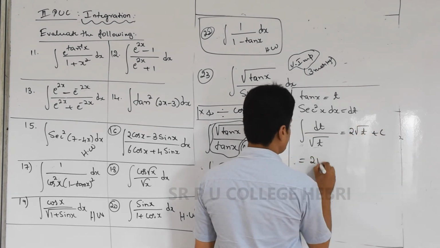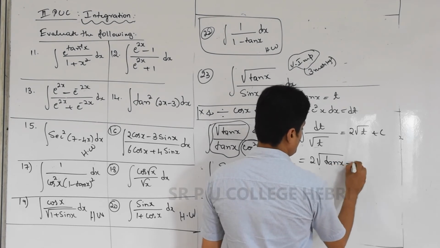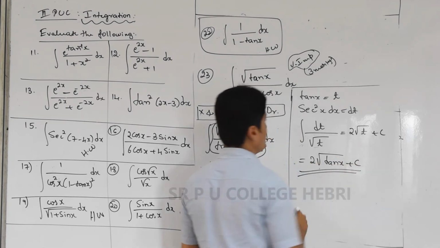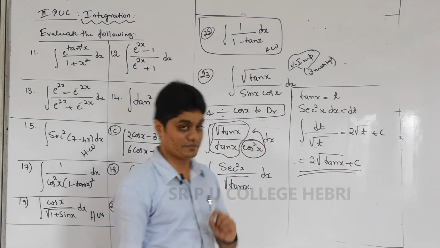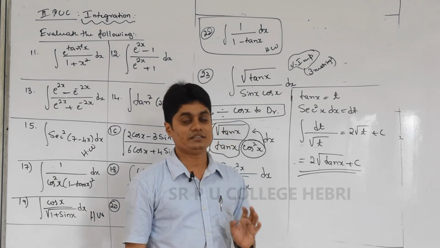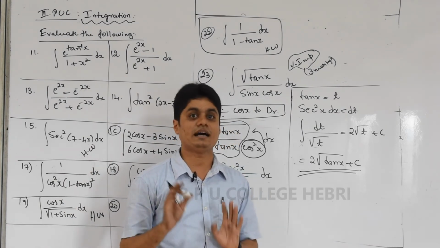So it is 2 times tan x. That's it. Please remember, this is a very important question. Important, the reason is it is asked in final exam. So when I say important, what is the reason? It is asked in final exam.